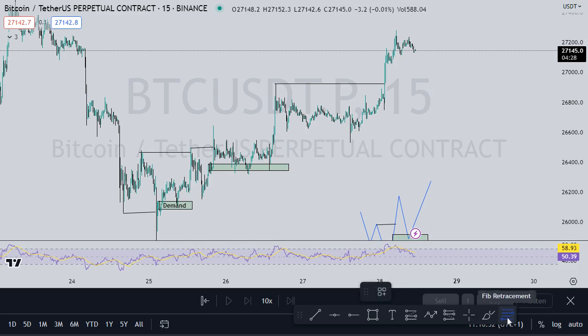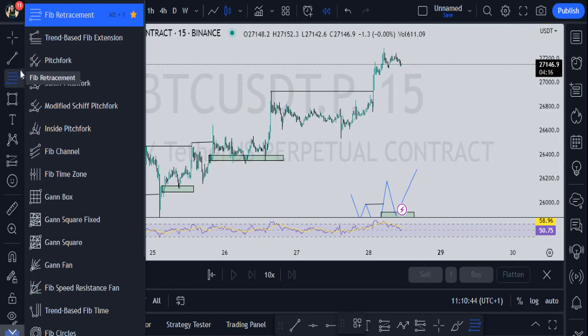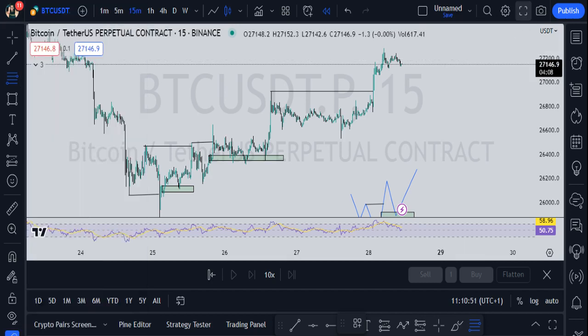I already have it on my favorite tool. But if you want to have your favorite Fibonacci retracement tool, you can pick it from this tab in your trading view and use alternate F to add it to your favorite tool.